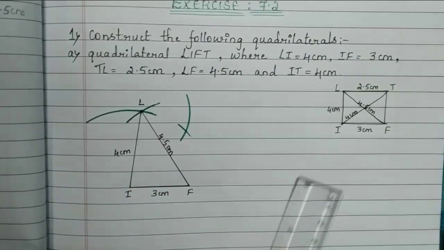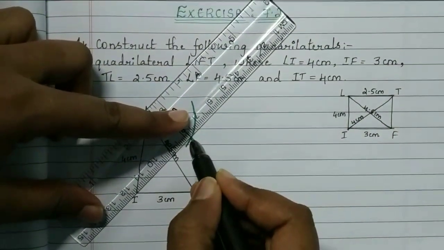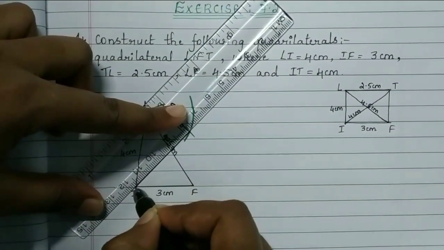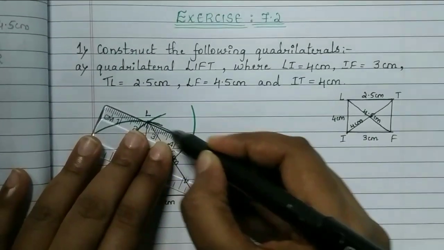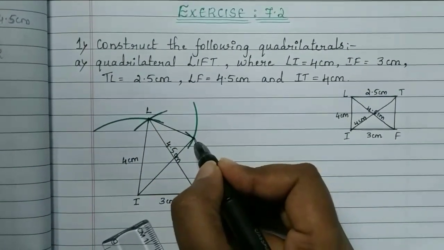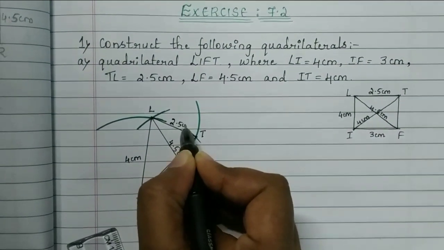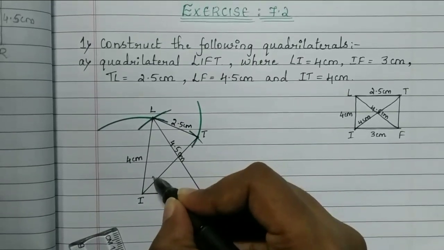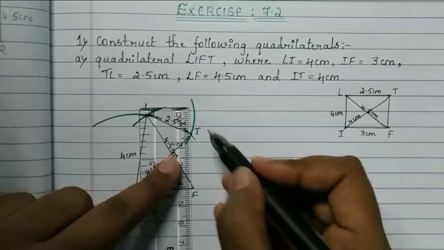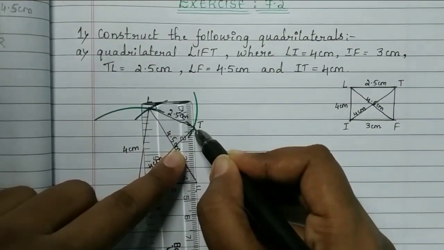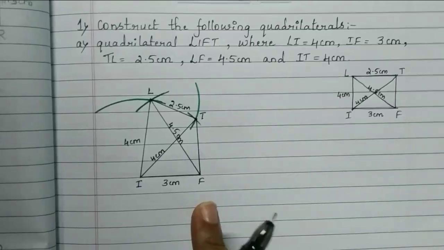Let's join these points, this point as well as this point. This point is nothing but our T, this length is 2.5 cm and this length is 4 cm. To complete our quadrilateral, we have to join T and F. So this is the required quadrilateral.